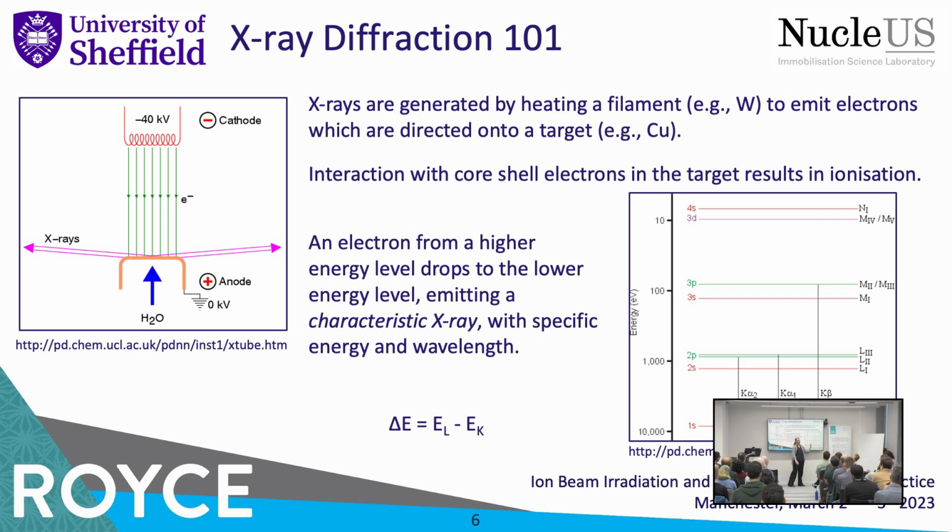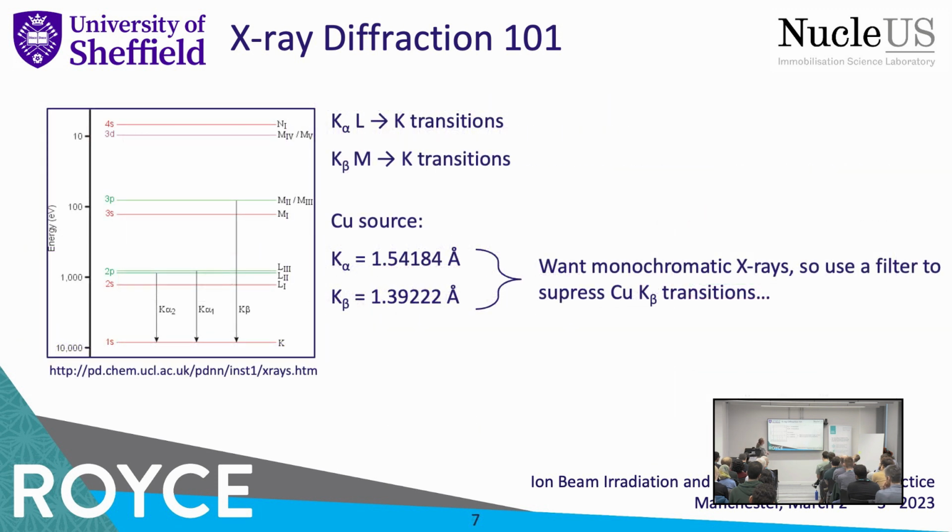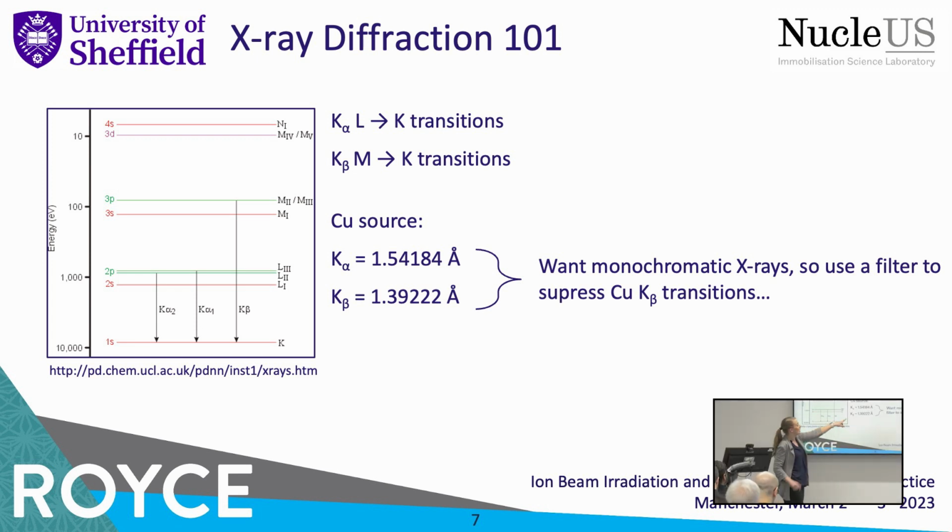So what happens then is when these transitions occur, an X-ray is emitted, and that X-ray has an energy and a wavelength that's very specific, and it's determined by the difference in energy levels between the transitions, so the difference between the M and the K or the L and the K. So in our copper source, what does that mean? Well, our K alpha, which is where we go from our L to our K shell, has a wavelength of about 1.54 angstroms. Our K beta has a wavelength of about 1.39 angstroms.